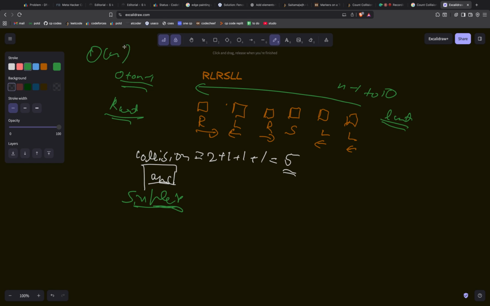So this is also O of n, but the simpler implementation is, see, the total number of cars is n minus the number of cars that don't collide.